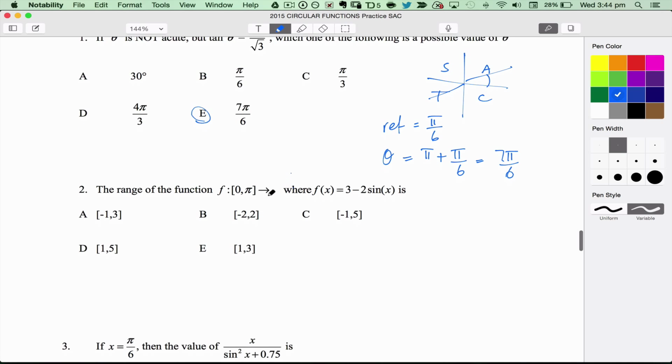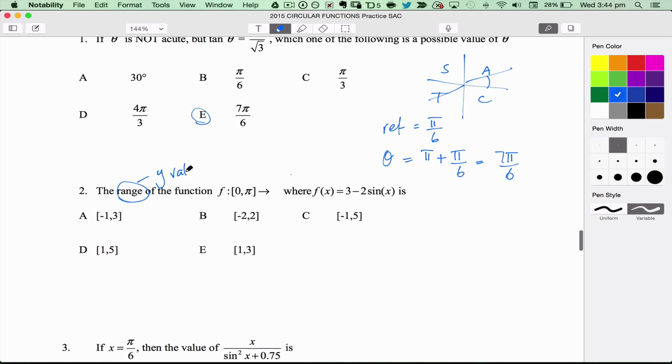Question 2. The range of this function is, range is y values. So we need to look at the amplitude, which is 2. It's going to start at 3. It's a sine graph, start at 3, it's going to go up 2 and down 2. So 3 up 2 is 5 and down 2 is 1. So the range is between 1 and 5.